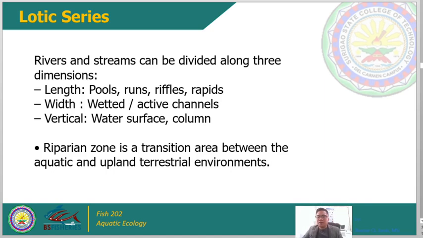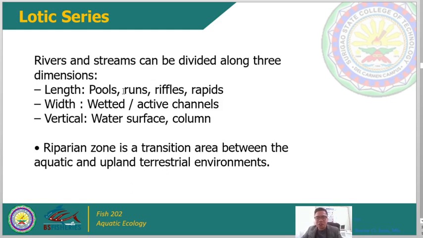And here we have the rivers and streams, which can be divided along 3 dimensions. So you can divide the rivers and streams according to length, according to width, and according to vertical classification. Okay? So first off is the length. So we have what we call the pools, the runs, the riffles, and the rapids. So you could observe that the deep parts of rivers are what we call the pool areas of the rivers.